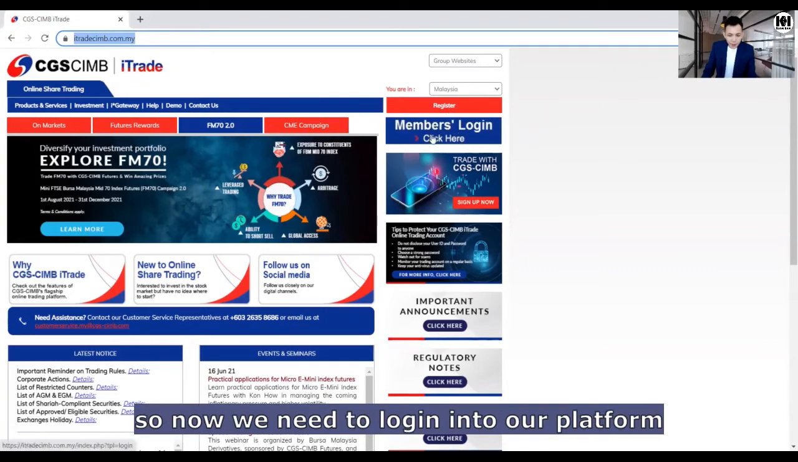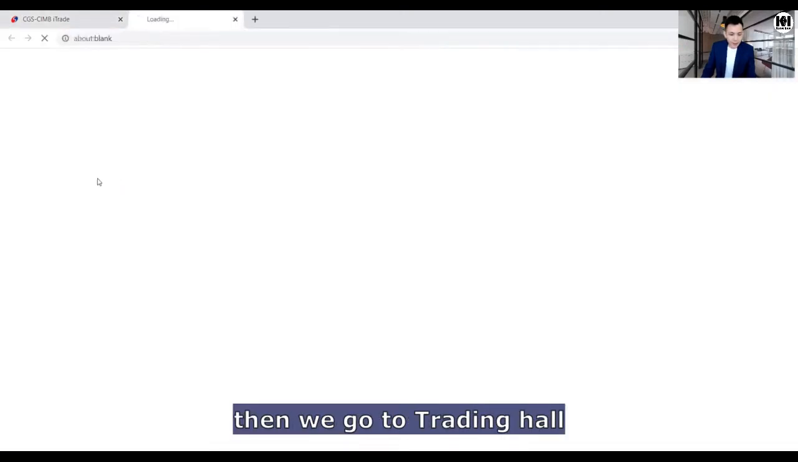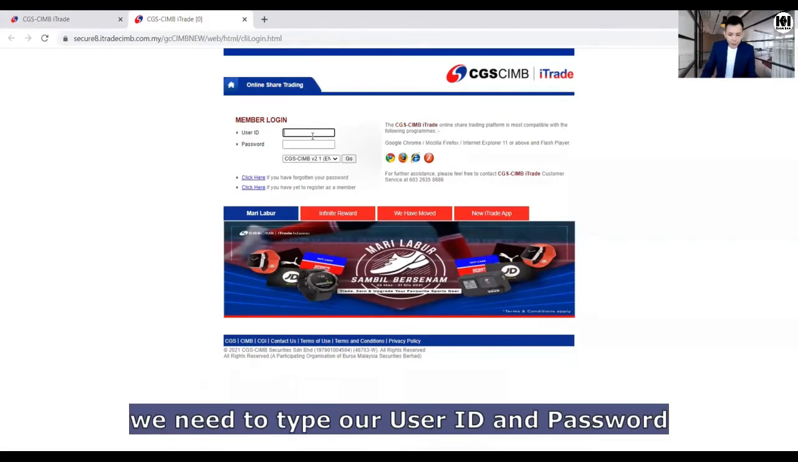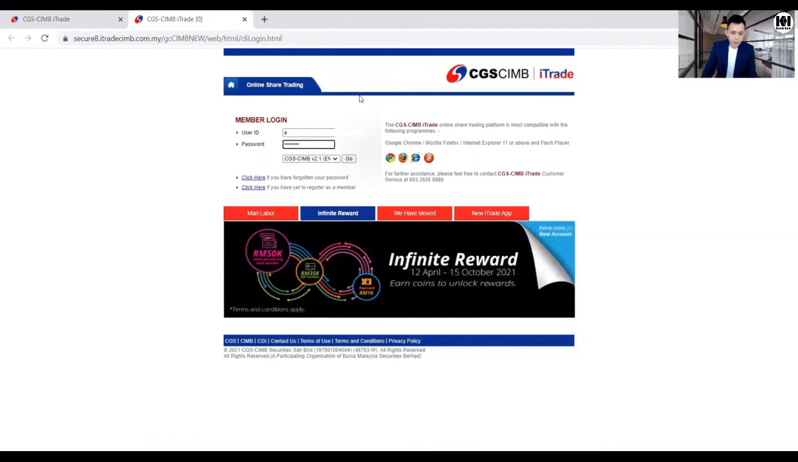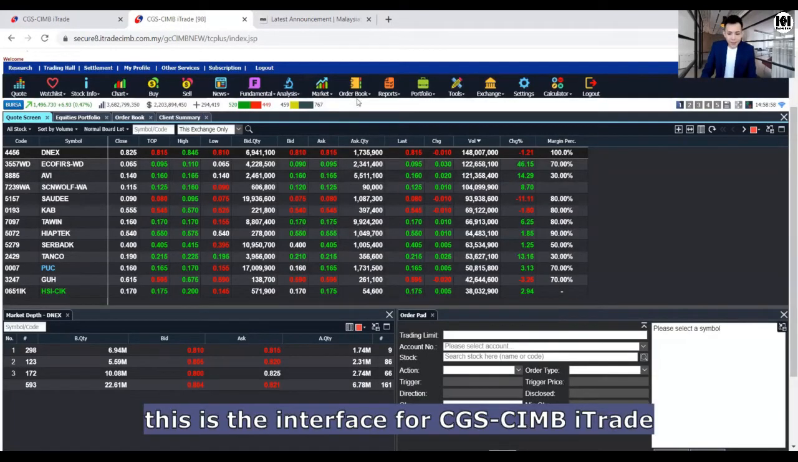So now we need to log into our platform. We click on this members login, then we go to trading hall. Once we are here, we need to type our user ID and password. Then we can click on go. Okay, this is the interface for CGS-CIMB iTrade.